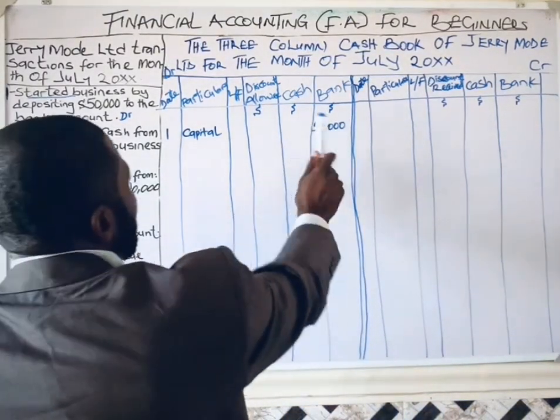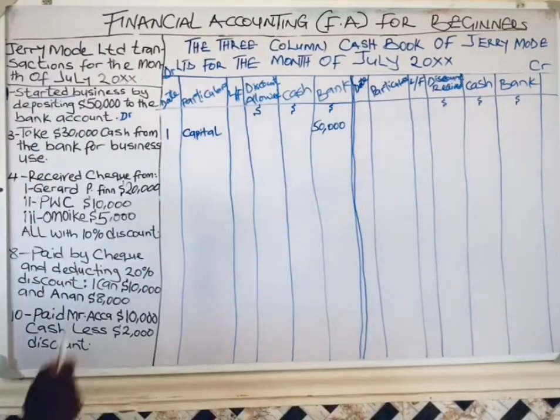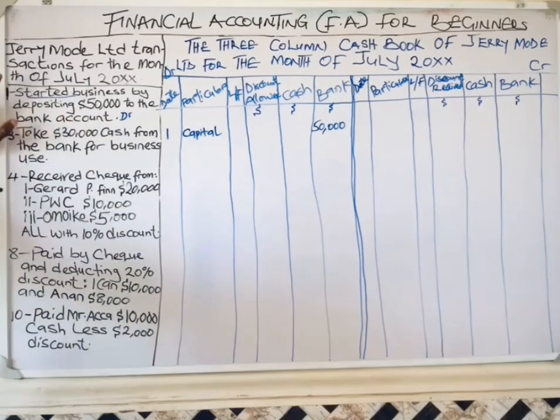We receive $50,000 from capital on the 1st of July. You are done with the transaction. We go to the next transaction.